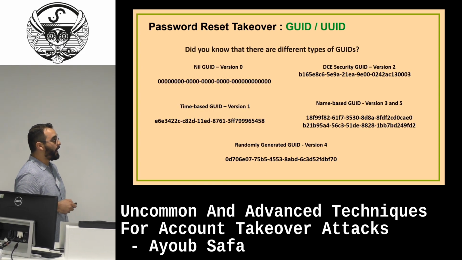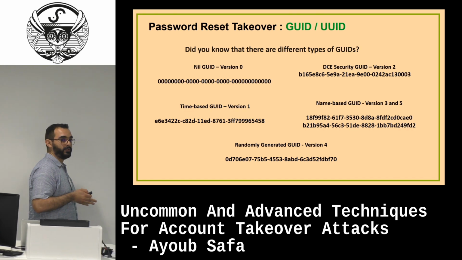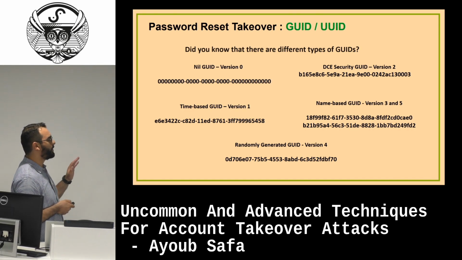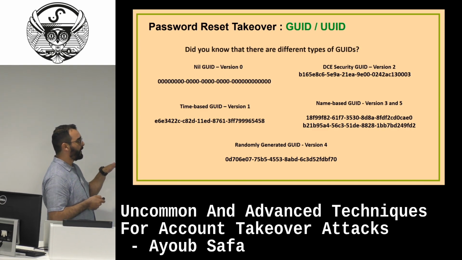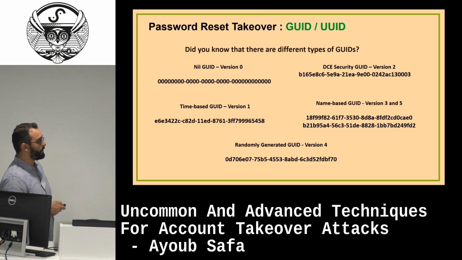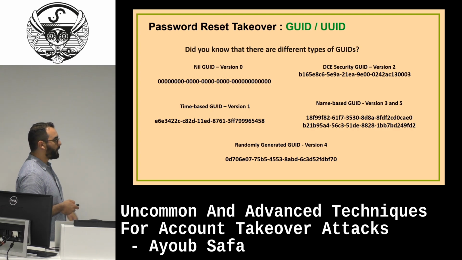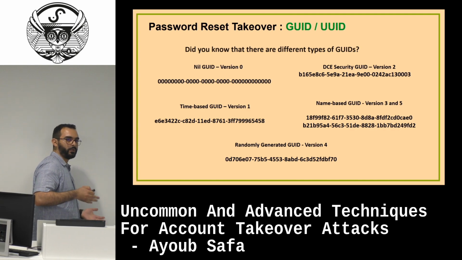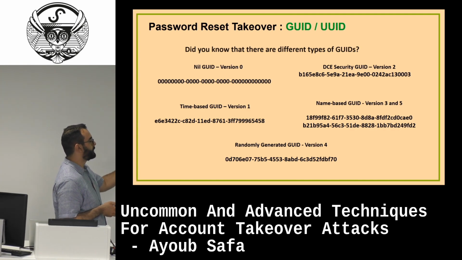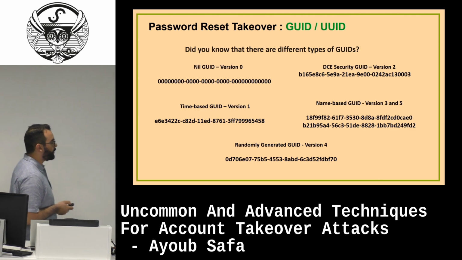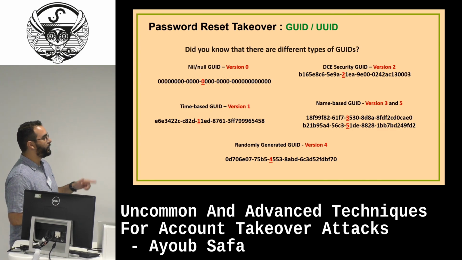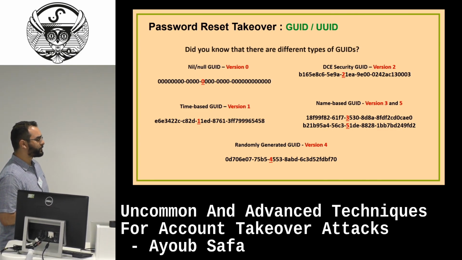Did you know that there are different versions of GUID and UUID? For example, you have version 0, which is all zeros. This is used a lot for testing purposes. Also, you have version 1, version 2, 3, 5, and 4. So how can we distinguish the version of a GUID just by looking at it? Well, there is a way. If you take the first number after the second hyphen, it represents the version of that GUID.